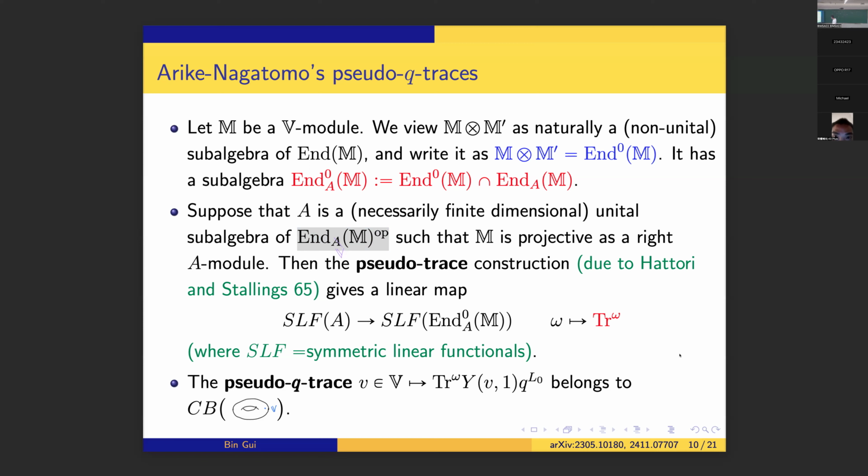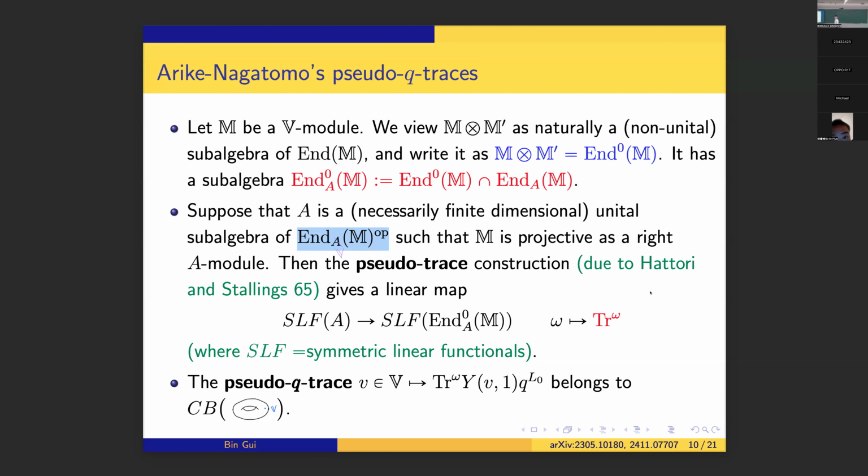construct the pseudo-trace. This pseudo-trace construction will give you a symmetric linear functional on this space from any symmetric linear functional on A. So if I call omega a symmetric linear functional on A, then this new symmetric linear functional is called trace with superscript omega. Okay, so this trace superscript omega is called the pseudo-trace with respect to omega. So there's a canonical way to define this. Okay. In order to define the pseudo-q-trace, we just need to put this vertex operator times q to the power L0. You plug this inside this trace of omega, you will get a genus one conformal block. Okay, so this is the pseudo-trace construction in the setting of Arike and Nagatomo.